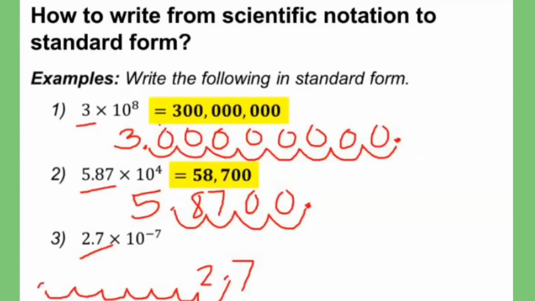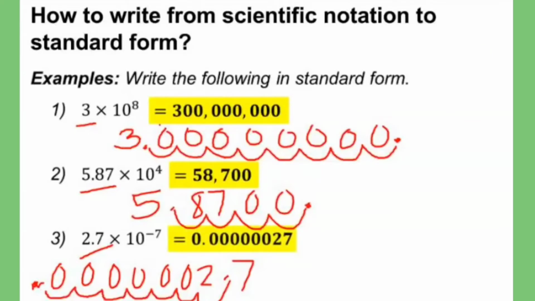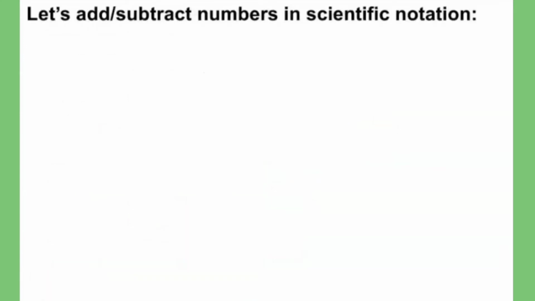At andito na ang ating decimal point. Lagyan na natin ng zeros ang ating mga missing place values. Therefore, 2.7 times 10 raised to the power of negative 7 is equal to this number. Alright. Now, the question is, how do we add or subtract numbers in scientific notation?